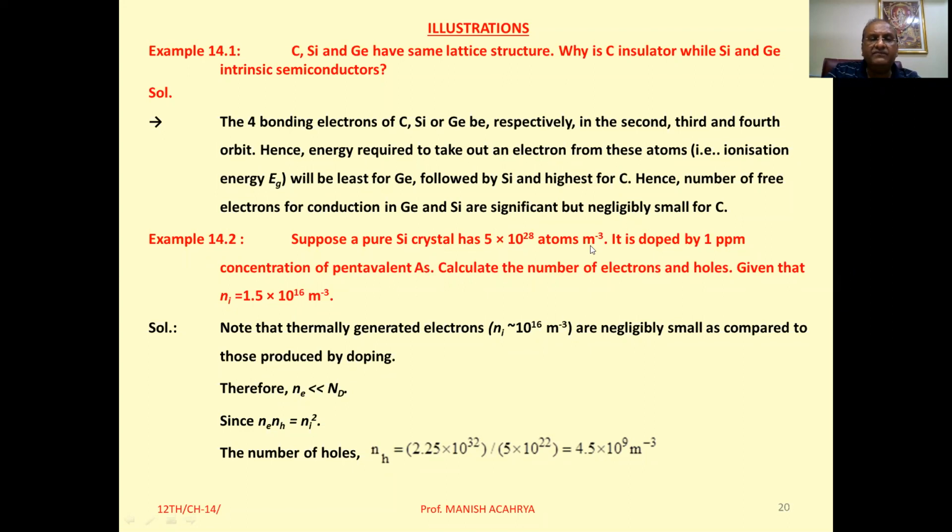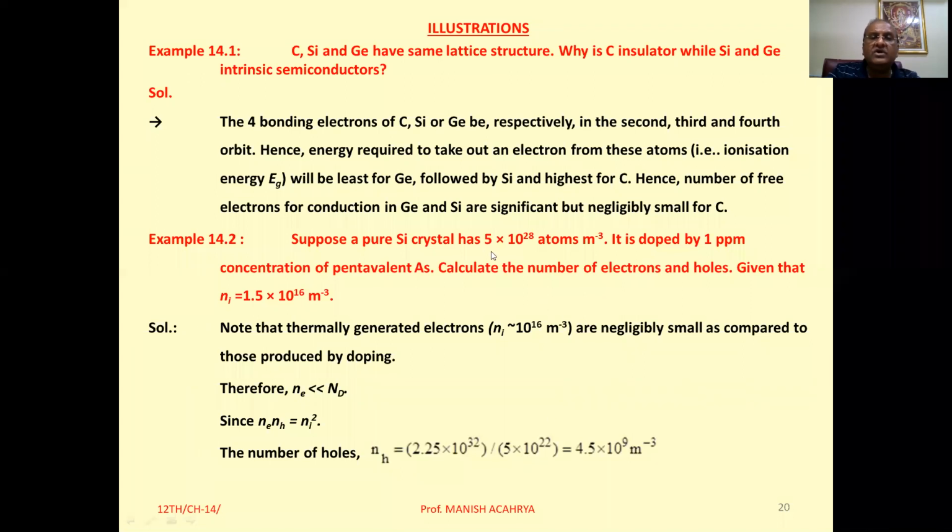So we can write Ne Nh equal to Ni square. So Nh is equal to Ni square upon Ne. Now Ni square: 1.5 into 10 raised to 16 squared, directly it is written here. So 2.25 into 10 raised to 32 divided by 5 into 10 raised to 22.